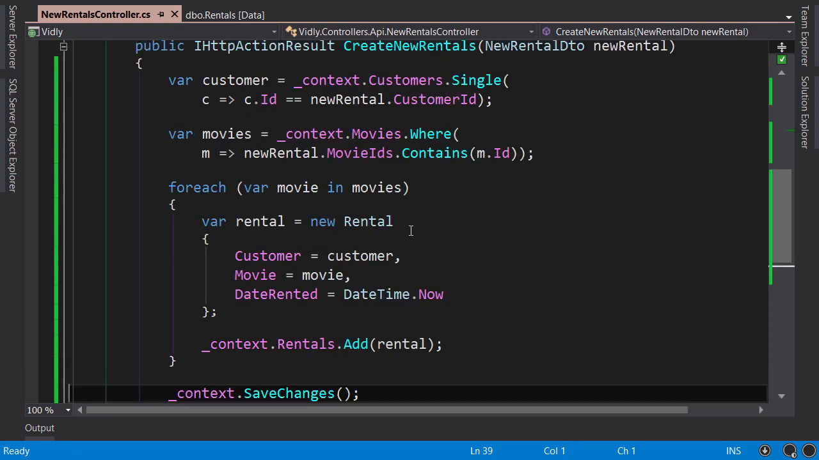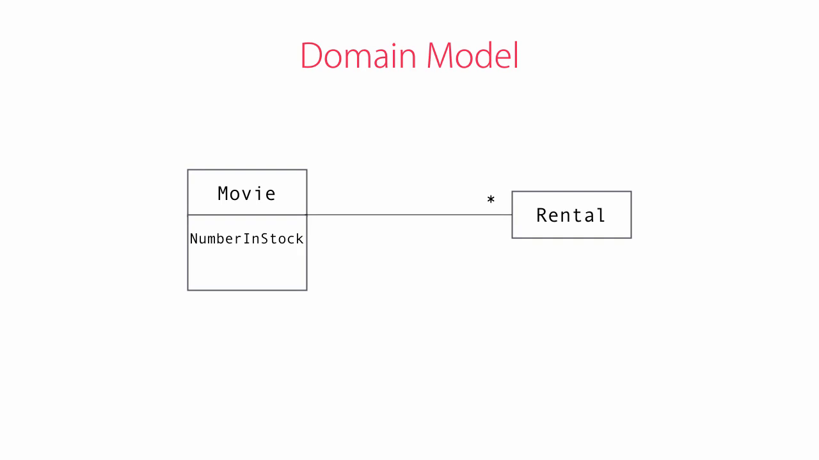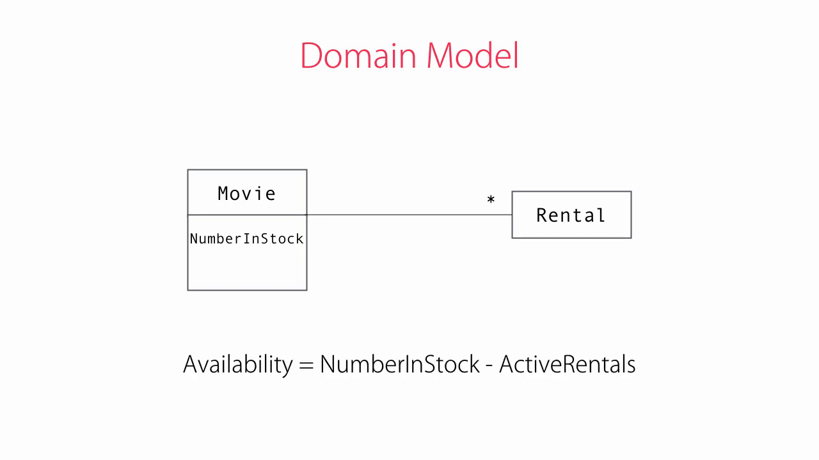So here's the simplest implementation and our happy path. Now we need to add the details. So as part of our rental process, we need to take into account the availability of a movie. Does our domain model currently give us the ability to keep track of the availability of a movie? It does, because in our movie class, we have this property, number in stock, and we also have the rentals for that movie. So availability equals number in stock minus active rentals. By active rental, I mean rentals that don't have a return date.